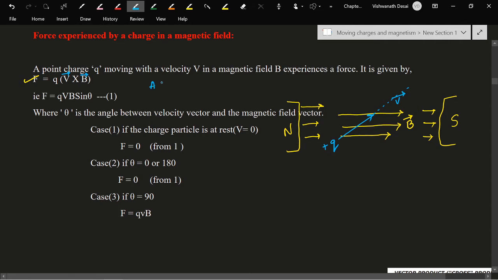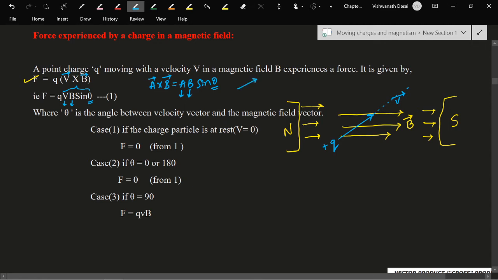You know A cross B, which you studied in the first year. A cross B can be written as the magnitude of A and the magnitude of B times sine theta, multiplied by a unit vector. So we can directly use it here. V cross B can be written as VB sine theta. Then what is theta here? Theta is the angle between V and B.